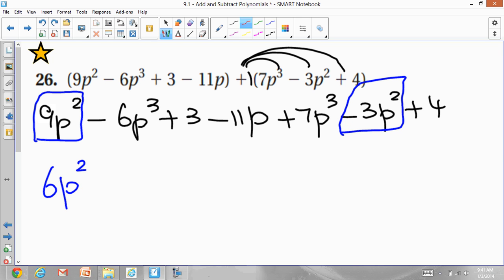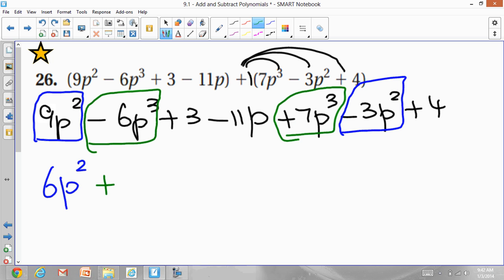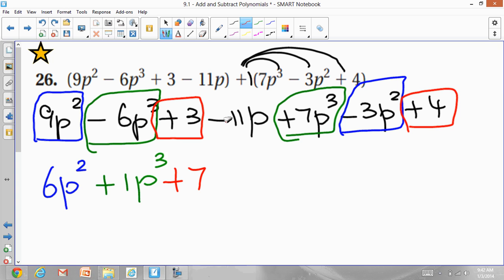So let's see if you can combine anything else. I got p to the power of 3 and p to the power of 3. You're looking for like terms which have the same variable and the same exponent powers. So negative 6 and positive 7 combine to give you positive 1 p to the power of 3. The next one, positive 3 combines with the positive 4 to give you positive 7. Now this one there is nothing else to do, so I'm just going to bring it down.